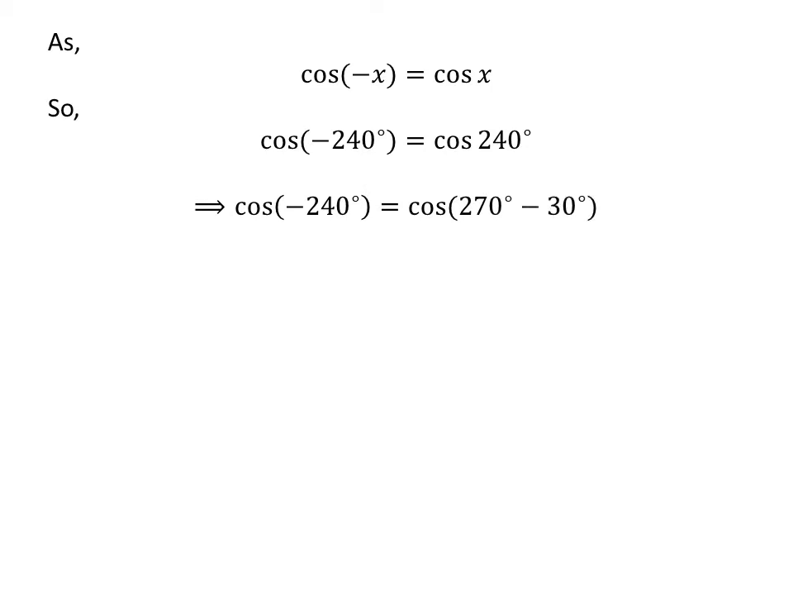As 240 degree is equal to 270 degree minus 30 degree, so cosine of minus 240 degree is equal to cosine of 270 degree minus 30 degree.